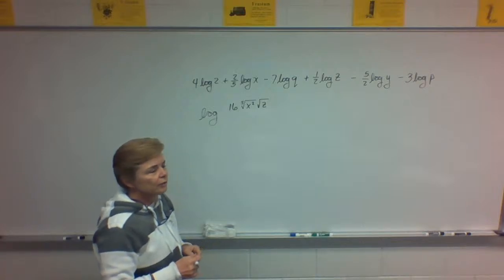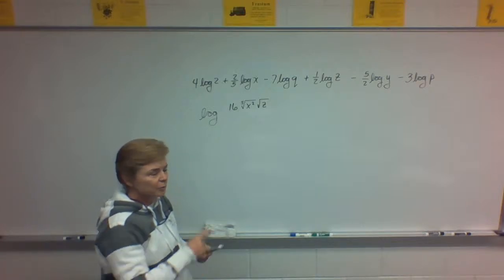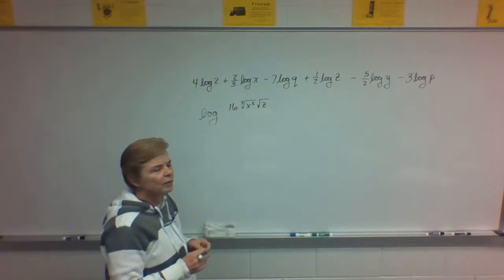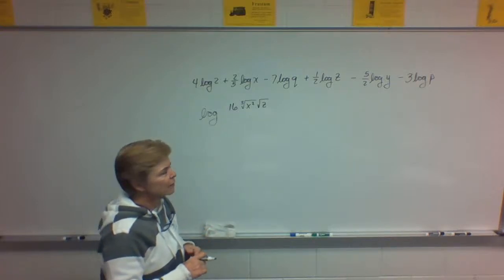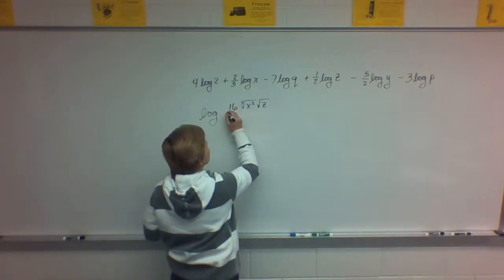Positive ones are in the numerator. Negative ones go downstairs. That's what we did when we distributed that negative. Anything that was negative ended up coming from the denominator, so we have to put it back in the denominator when we condense it. You see what's happening?